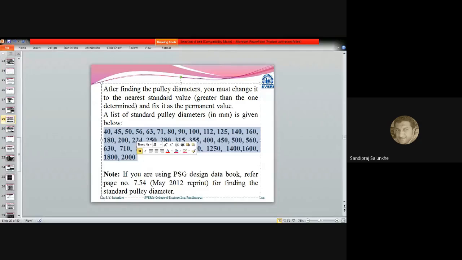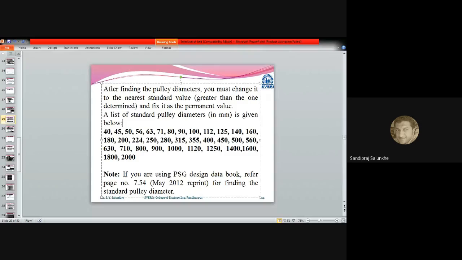Now, where are we going to select these values from? For example, suppose from that velocity ratio we got the diameter of the smaller pulley as 35.6 millimeter, and for the bigger pulley we got the diameter as 95.8 millimeter.